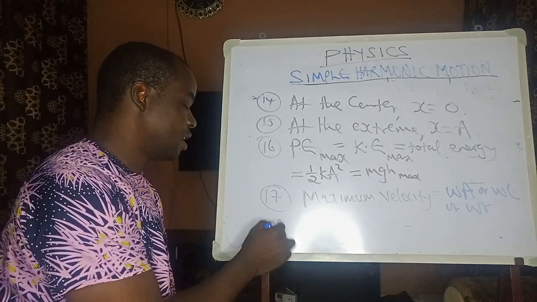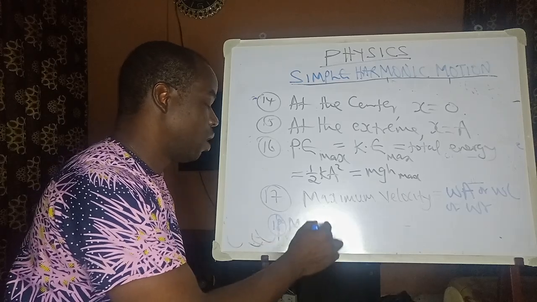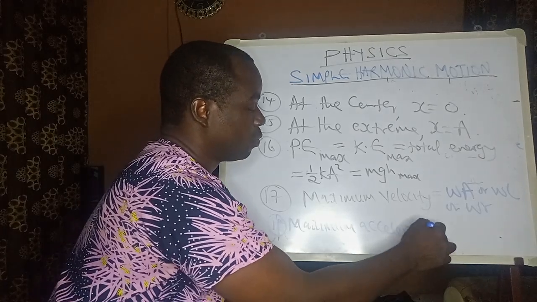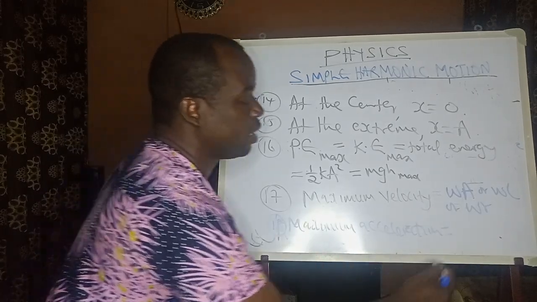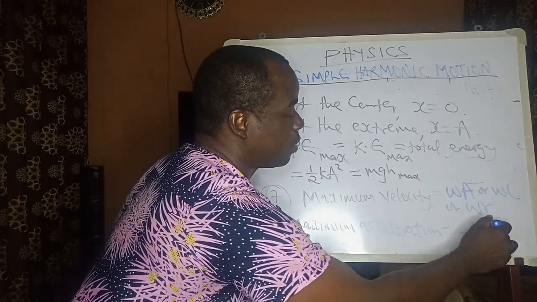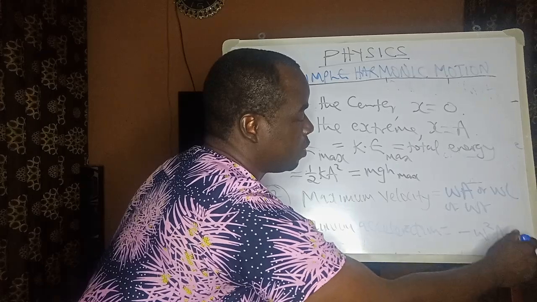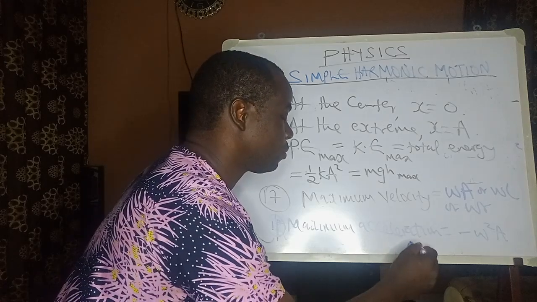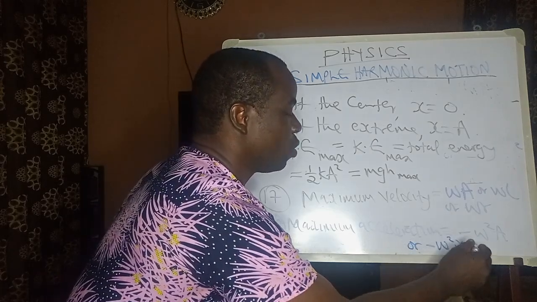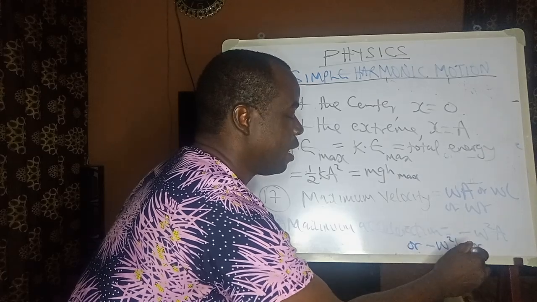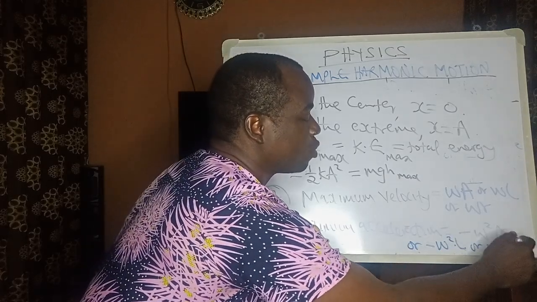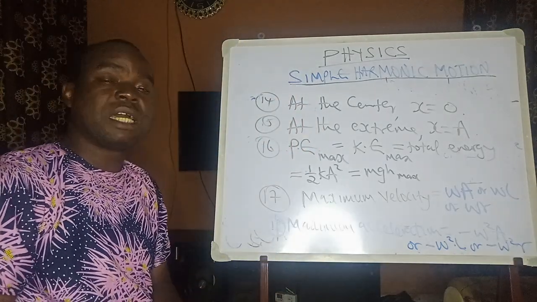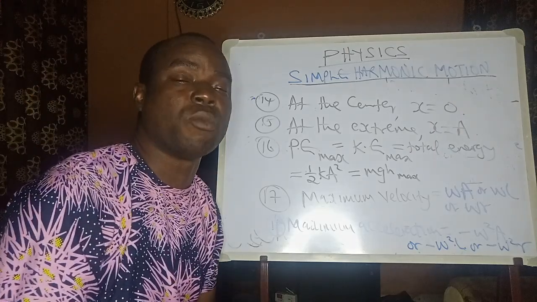Then finally, maximum acceleration. This is maximum acceleration. The formula is negative omega squared A, or you can say negative omega squared X, or you can say, sorry, omega squared L, or you can say negative omega squared R. Take note of that. So this is a compilation of formulas we use in studying simple harmonic motion.